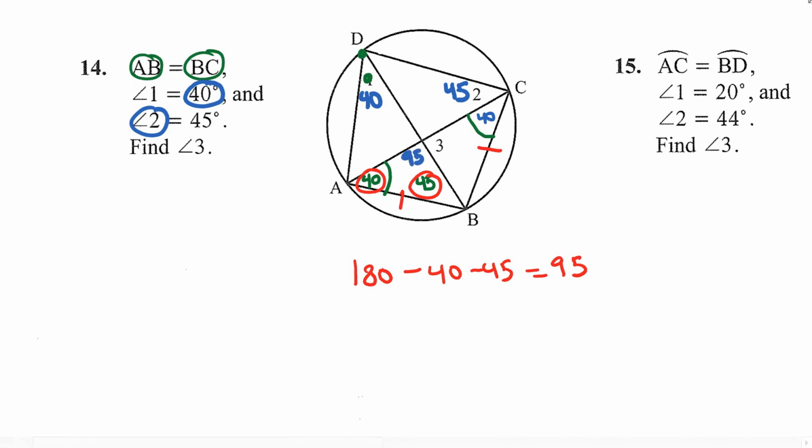And now we can finish the problem. Let me just erase this, because we know that this entire angle here, angles on a line, those two angles add up to 180 degrees. So 180 minus 95 would give us 85 degrees. So angle number 3 should be 85 degrees. Okay, so that now officially completes all the homework questions for the second lesson of the circle geometry homework chapter.